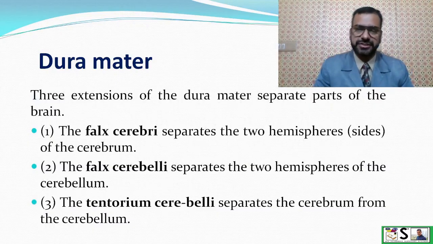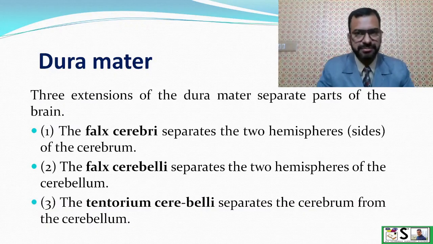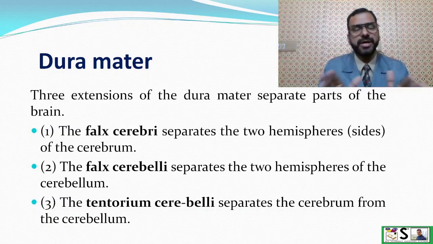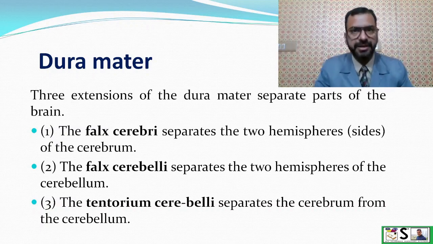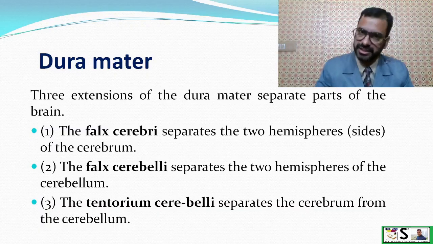There are three extensions of dura mater which go inside the brain, and they separate the parts of the brain. The first extension is falx cerebri, which separates the two hemispheres of the cerebrum. The falx cerebelli separates the two hemispheres of the cerebellum, and tentorium cerebelli separates the cerebrum from the cerebellum.